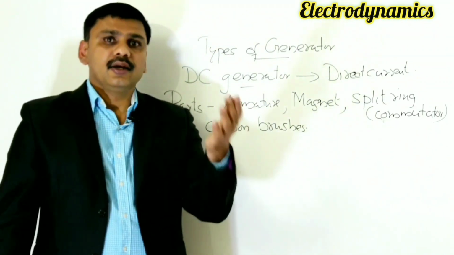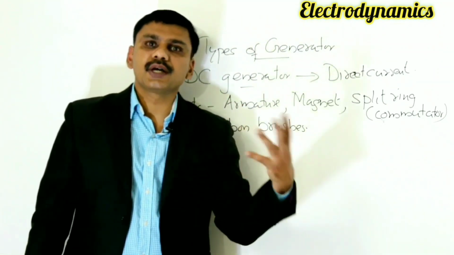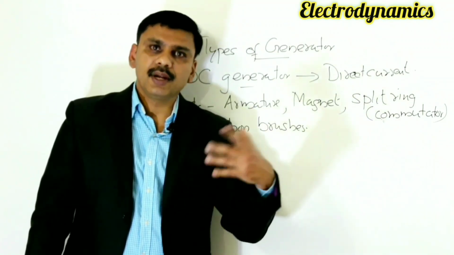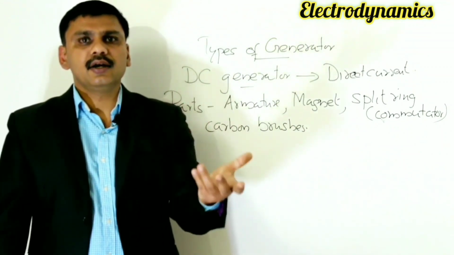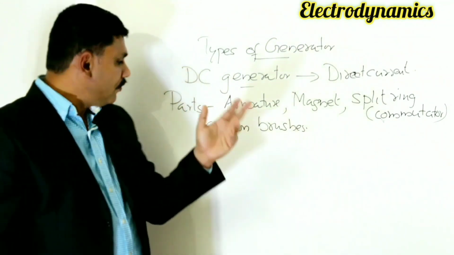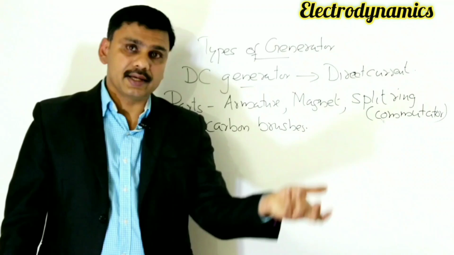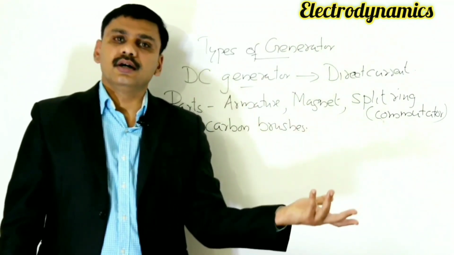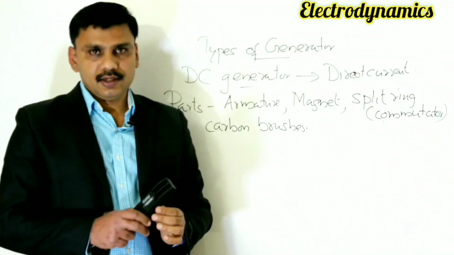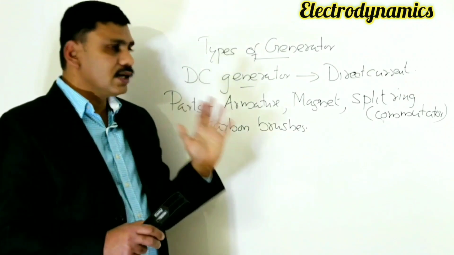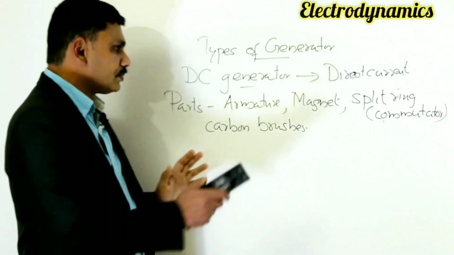That means a rotating coil placed in a magnetic field will produce current. The current can be direct current or alternating current. If you are using split ring, you will get direct current. If you are using slip rings, you will get alternating current. So that is the difference. It's very simple to understand. So energy conversion, working principle, and the main parts, these things you have to remember.